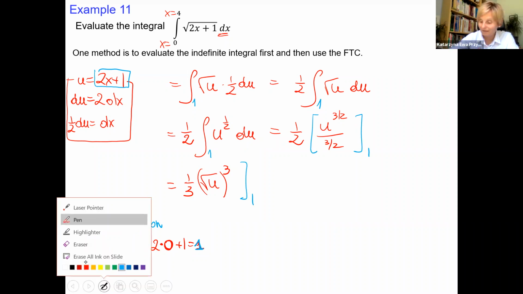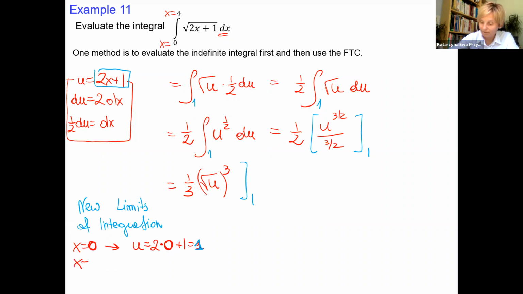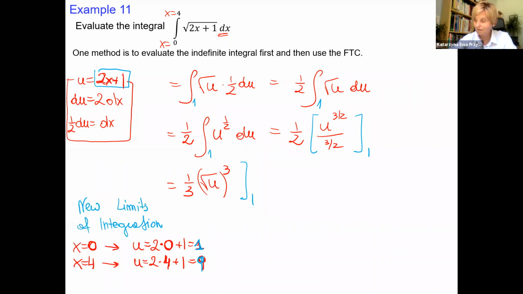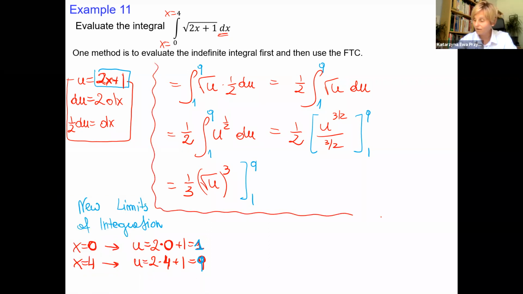Now let's find the other one. If x is 4, the upper limit, u will be 2 times 4 plus 1. Because we are using the substitution formula, 8, 9. Really good. 9, from 1 to 9. That's the first method.